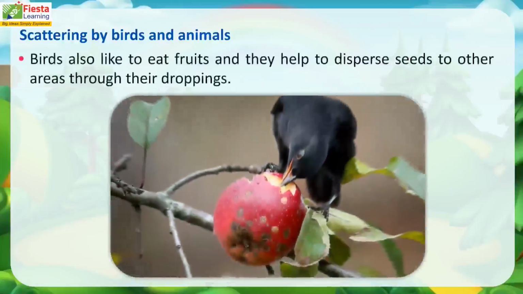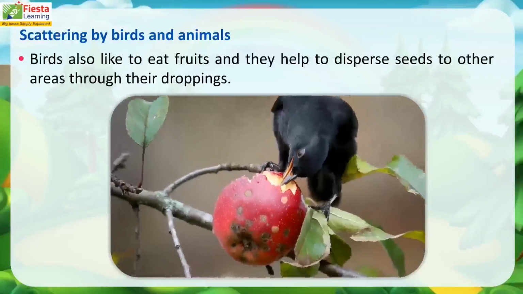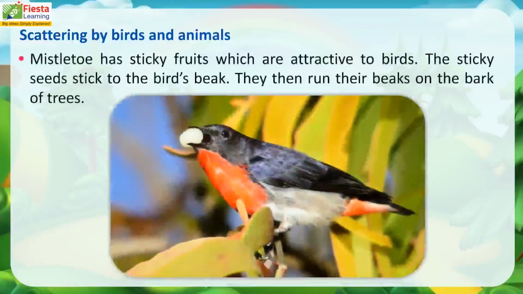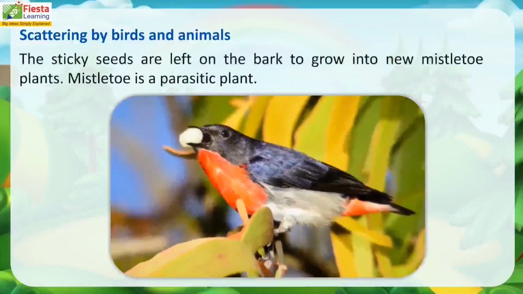Birds also like to eat fruits, and they help to disperse seeds to other areas through their droppings. Mistletoe has sticky fruits which are attractive to birds. The sticky seeds stick to the bird's beak. They then rub their beaks on the bark of trees. The sticky seeds are left on the bark to grow into new mistletoe plants. Mistletoe is a parasitic plant.